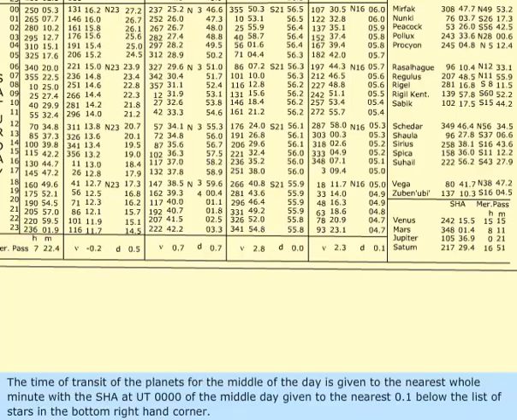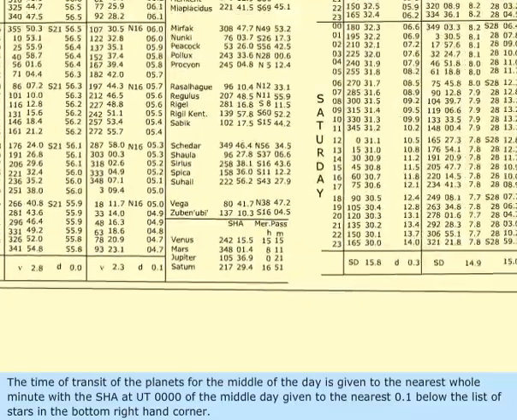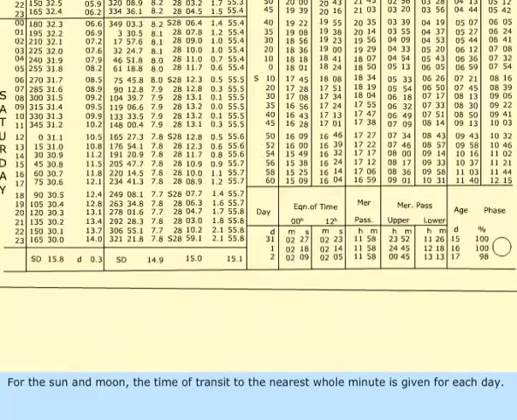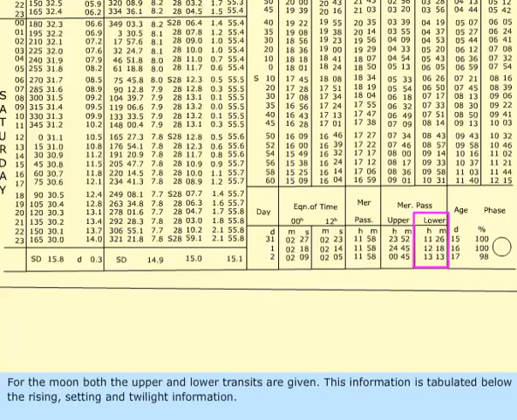The time of transit of the planets for the middle of the day is given to the nearest whole minute, with the SHA at UT 0000 of the middle day given to the nearest 0.1 below the list of stars in the bottom right-hand corner. For the Sun and Moon, the time of transit to the nearest whole minute is given for each day. For the Moon, both the upper and lower transits are given. The information is tabulated below the rising, setting, and twilight information.